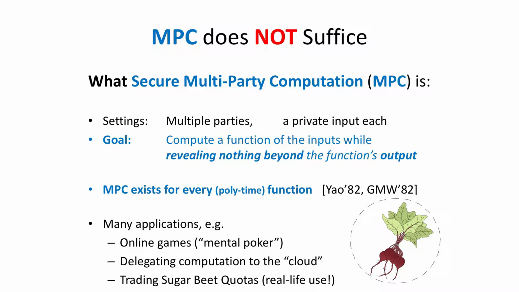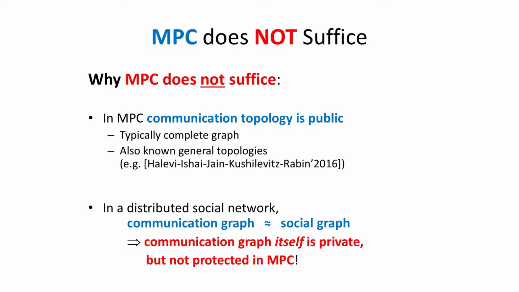Now, we know that MPC exists for every efficient function. These are all great results. And it has tremendous applications, even real-life applications like the sugar beet trading market, etc. But it's not what we want. Why doesn't it suffice? In MPC, they assume that the communication topology is public. Typically, it's not just public, but it's even the complete graph. But there are settings, and works known for general topologies, like recent work with Yuval and others.